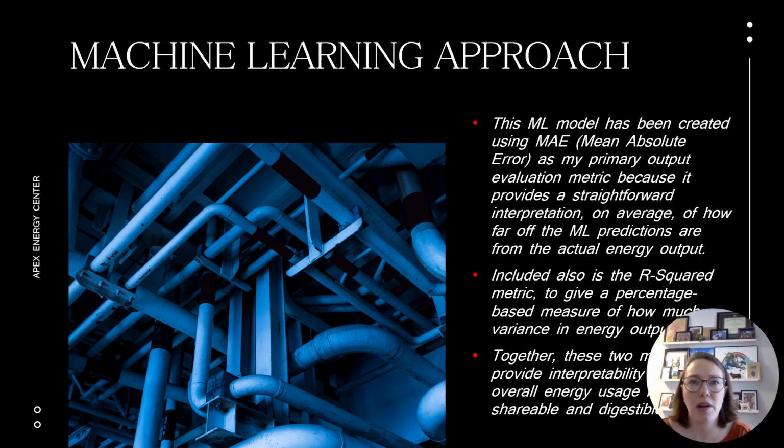This machine learning model has been created using mean absolute error as my primary output evaluation metric because it provides a straightforward, on average measure of how far off the machine learning predictions are from the actual energy output. Included is also the R-squared metric to give a percentage-based measure of how much variance in energy output is explained. Together, these two metrics provide interpretability and an average energy usage in a shareable and digestible format.